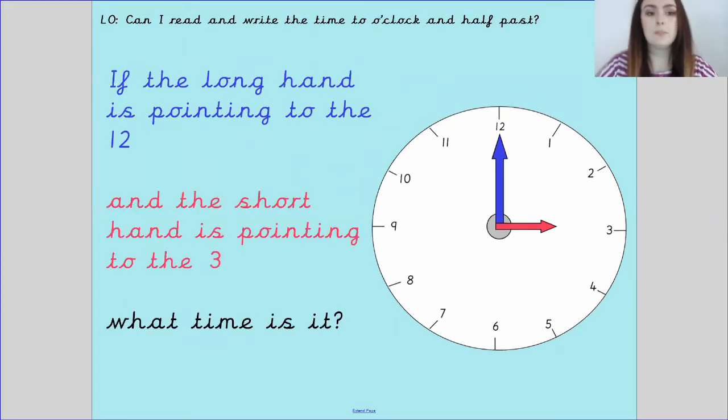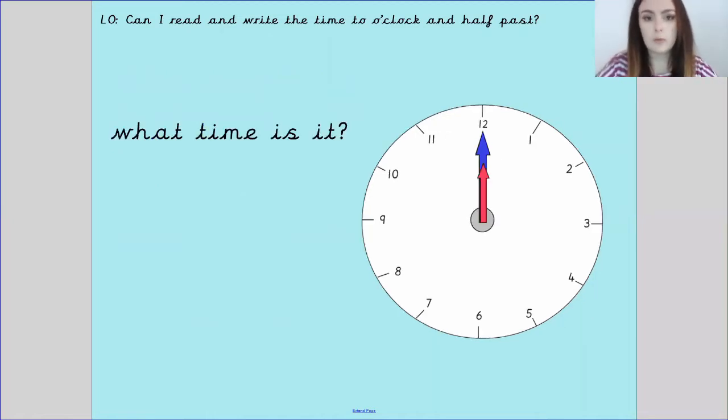If the long hand is pointing to the 12 and the short hand is pointing to the 3, what time is it? Pause the video and have a think. Well done. It's 3 o'clock. Because our long hand is pointing to the 12, it means o'clock. And our short hand is pointing to the 3, which tells us the hour. So it is 3 o'clock.